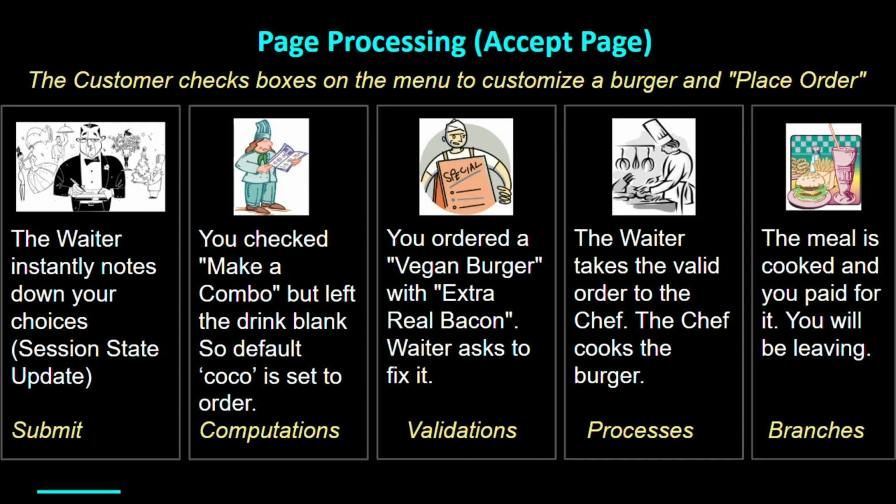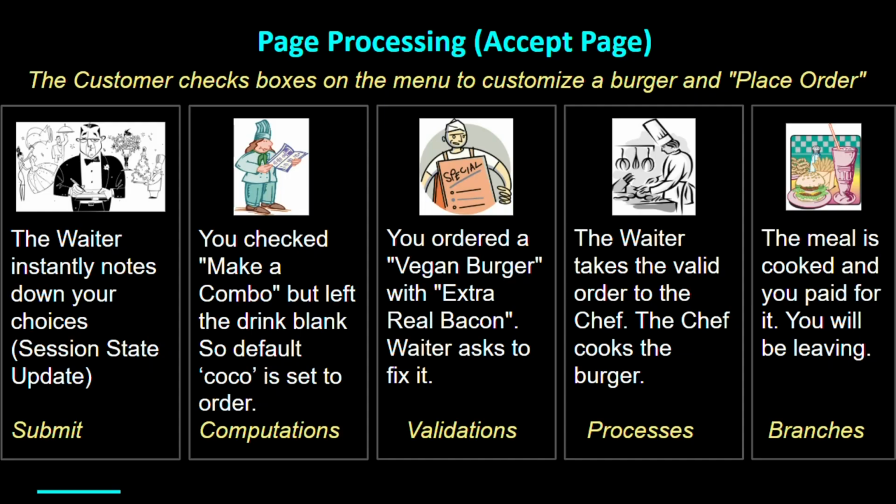Now the waiter notices you checked make it a combo, but left the drink section blank. They automatically add Coca Cola based on the restaurant's default rule, and that computation works here.